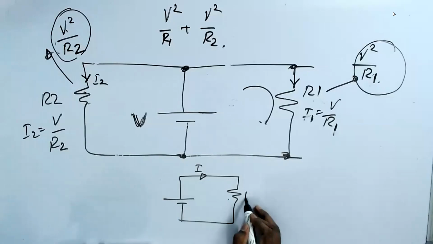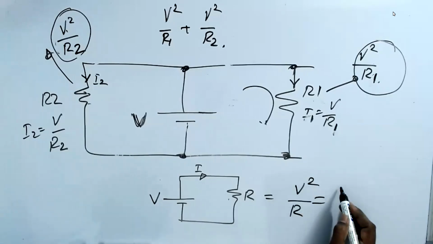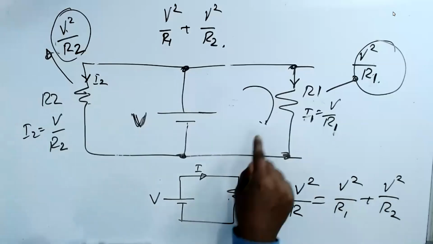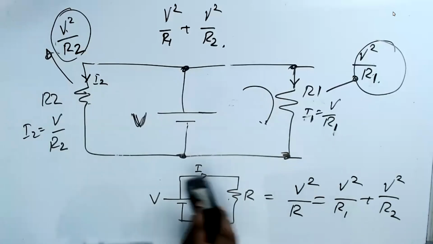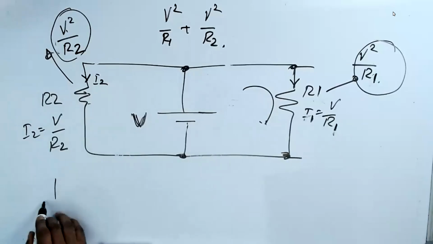So this is R. So the power, this is V. The power produced by the circuit is V square by R is equal to V square by R1 plus V square by R2. Am I right? This is clear because I'm making an equivalent of that. So I'll draw it here because I don't have space. Sorry.